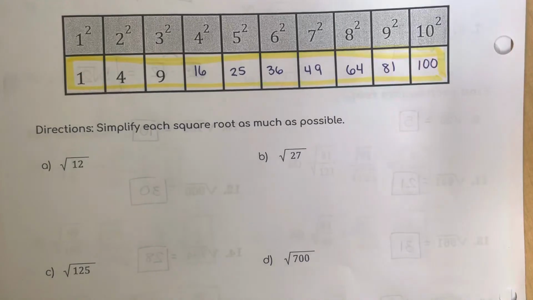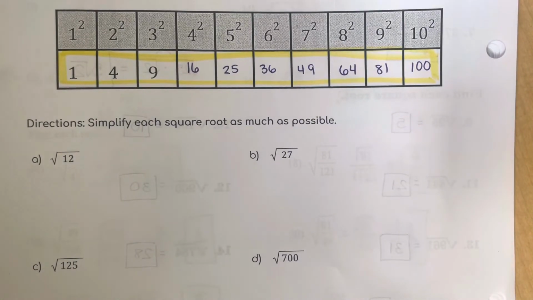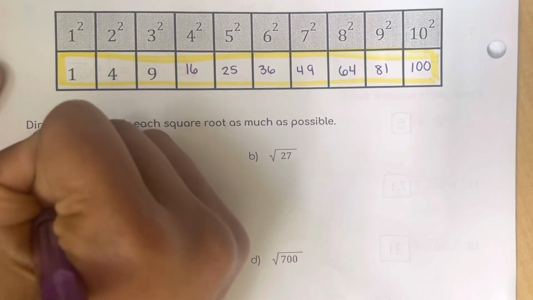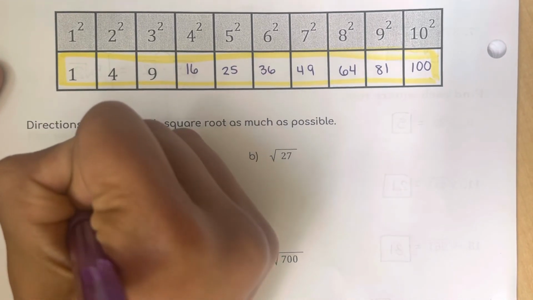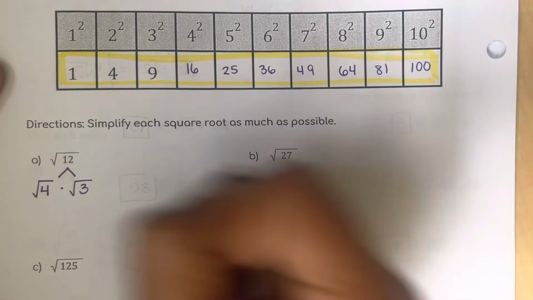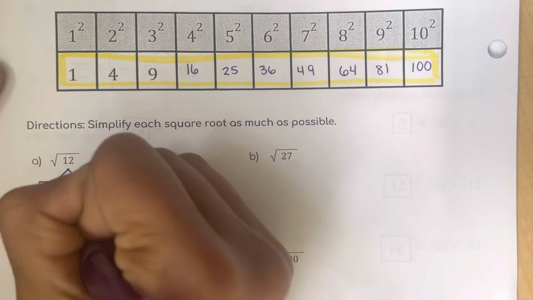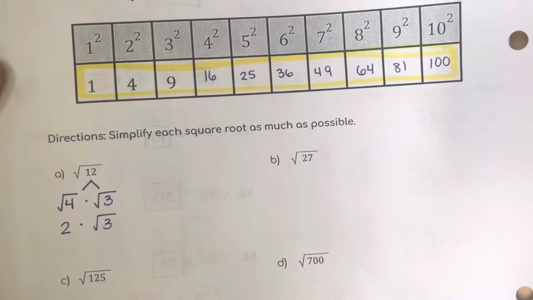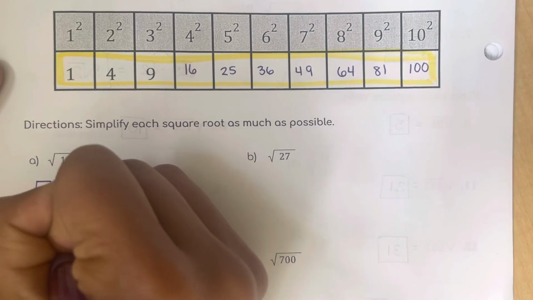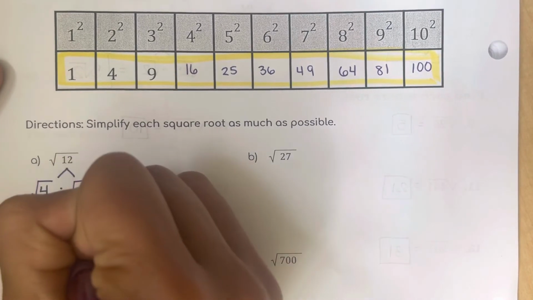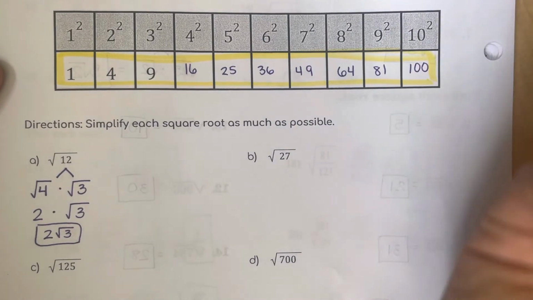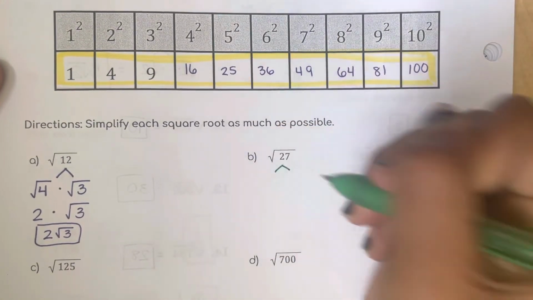So looking at 12, what is the biggest number from the yellow that divides into 12? The answer is 4. And what gives us that is 4 times 3 to get 12. The square root of 4 is 2, and there is no square root of 3. So then my final answer is just 2 root 3. You can pause this at any point and try these on your own. Otherwise, you can keep watching along.